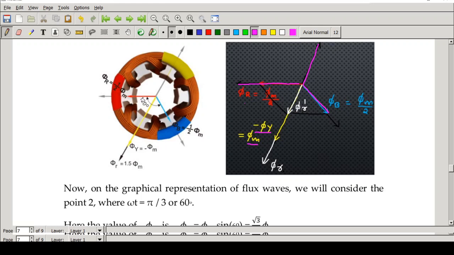Now what about the red phase? It is phi m by 2. Blue phase is also phi m by 2. Now based on that, I am using parallelogram law. I am using the resultant flux. I get it as what? Phi r dash. See, I got phi r dash.